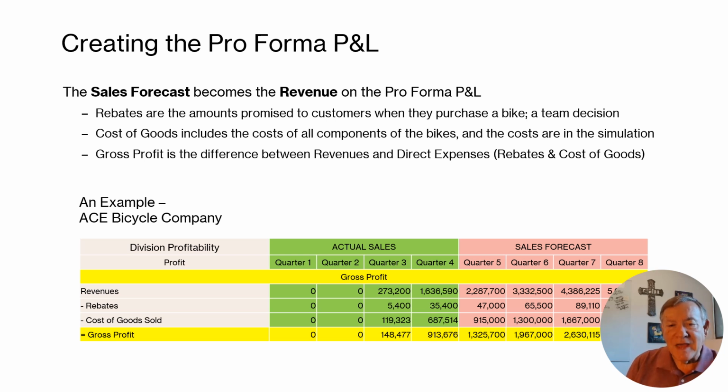You can see that we have the actual sales, quarters 1, 2, 3, and 4. So those are actual gross profit numbers. Then with the sales forecast that we created and an estimate of rebates and an estimate of cost of goods, we now have a gross profit that we have projected or forecast.